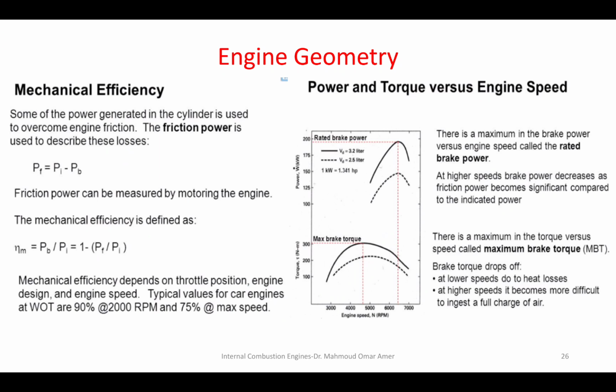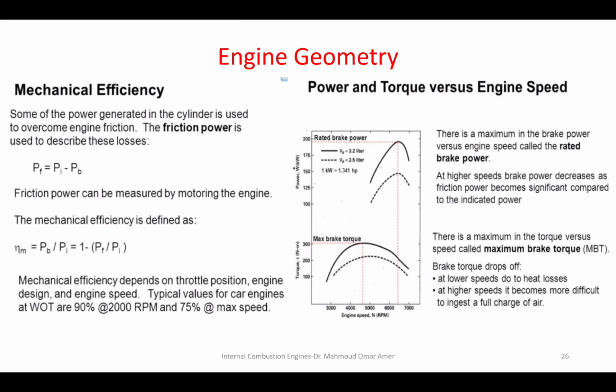Why? Because for the power, at higher speeds, how many powers did we mention that exist inside the cylinder? Indicated, brake, and friction. As the RPM increases, the fresh charge rate increases. So the number of cycles increases, so you burn more fuel. So the indicated power increases.